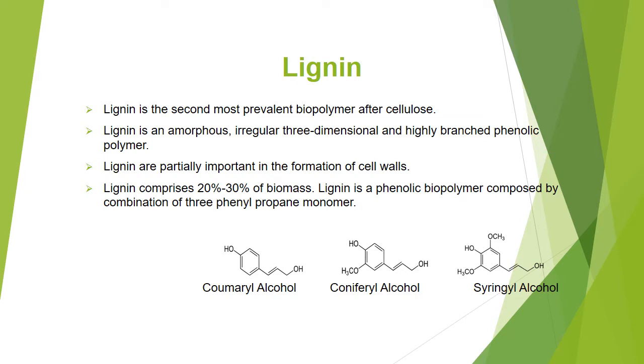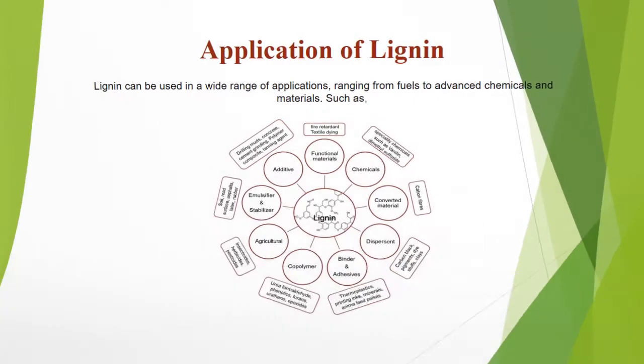It is an amorphous, irregular, three-dimensional and highly branched phenolic polymer. Lignin is a class of complex organic polymers that form key structural materials in the support tissues of vascular plants and some algae. Lignin comprises 20 to 30% of biomass. It is composed of three phenylpropane monomers, which are coumaryl alcohol, coniferyl alcohol, and syringyl alcohol.